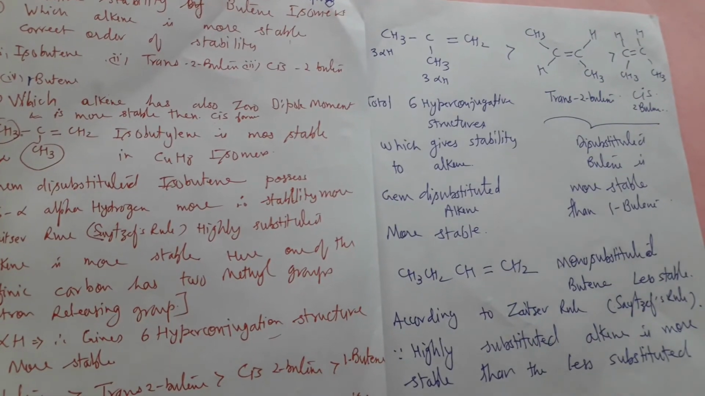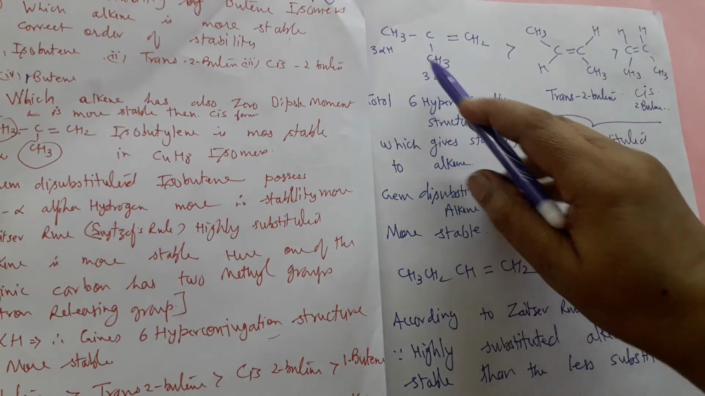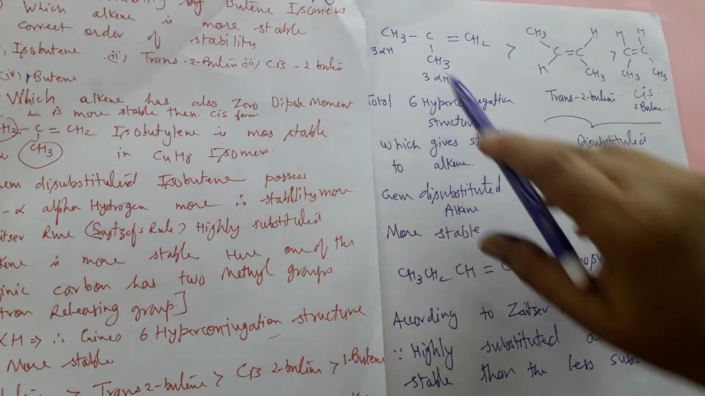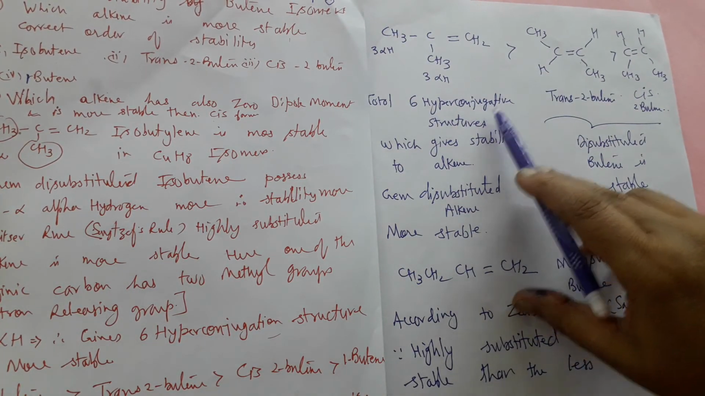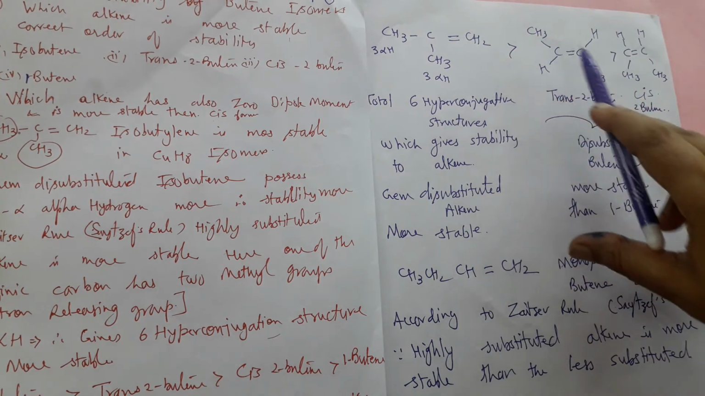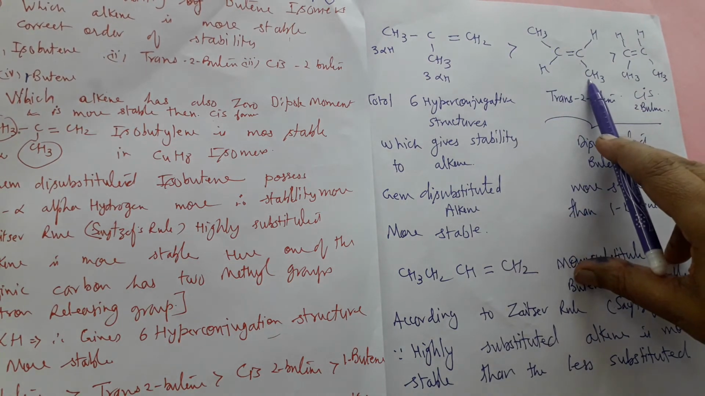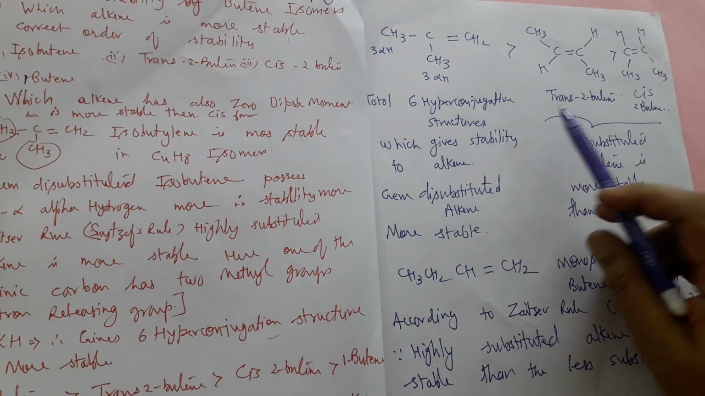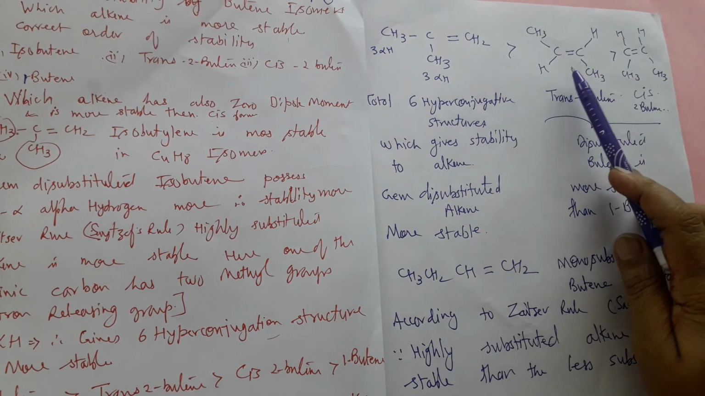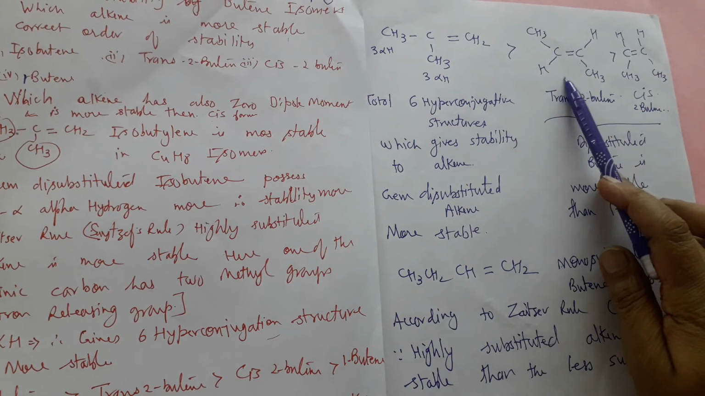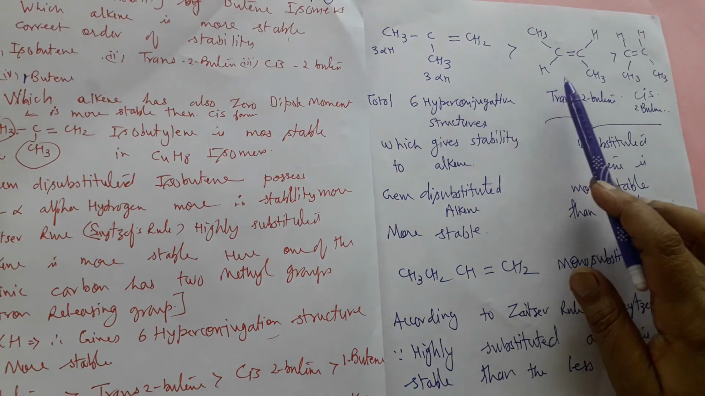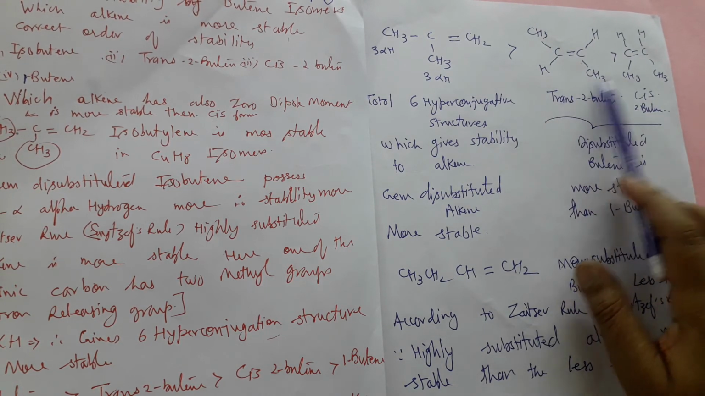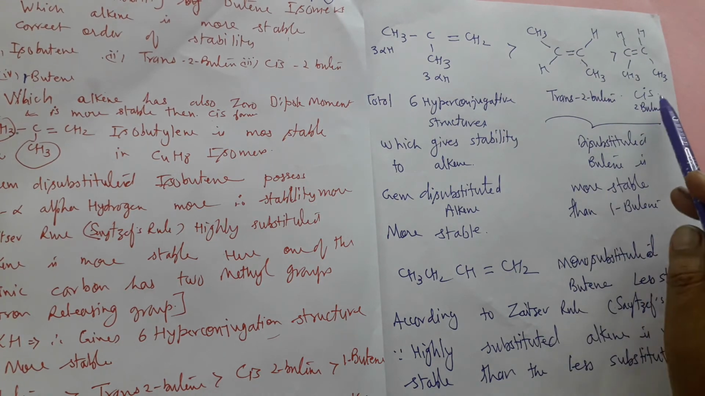See here, write down the structure. For isobutylene I have made 3 alpha H here and 3 alpha H here, a total of 6 alpha H, so 6 hyperconjugating structures. Now trans-2-butene: the two groups are on opposite sides of each other, so it has zero dipole moment and better symmetry, so it has a high melting point but a low boiling point. Just the reverse of this, see cis-2-butene.